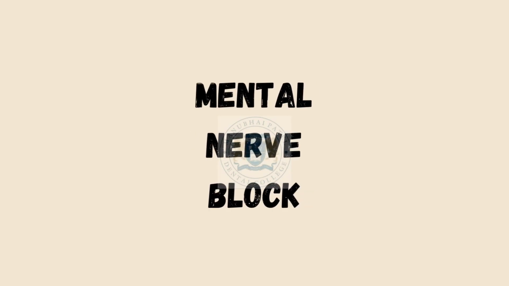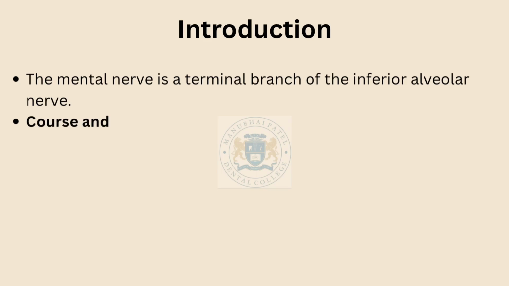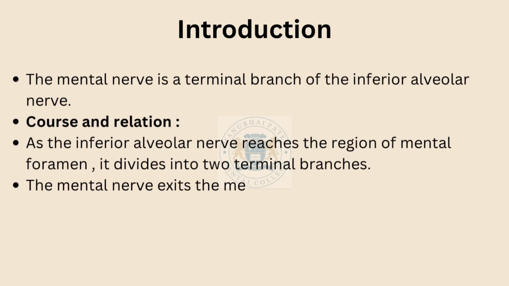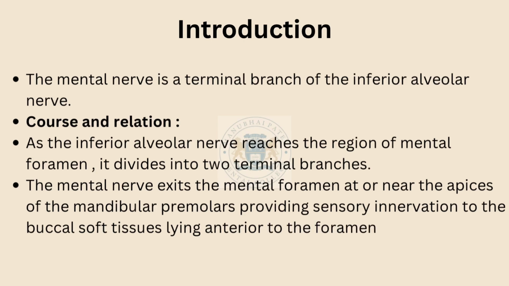Now we will discuss mental nerve block. Starting with its introduction, the mental nerve is a terminal branch of the inferior alveolar nerve. Course and relation. As the inferior alveolar nerve reaches the region of the mental foramen, it divides into two terminal branches. The mental nerve exits the mental foramen at or near the apices of the mandibular premolars, providing sensory innervation to the buccal soft tissues lying anterior to the foramen and the soft tissues of the lower lip and chin on the side of injection.